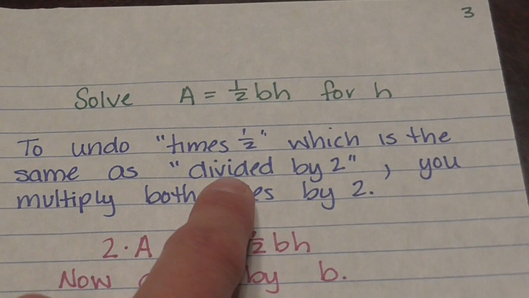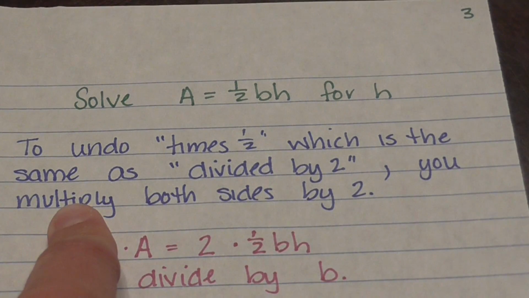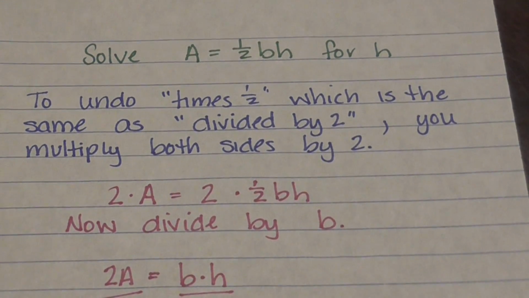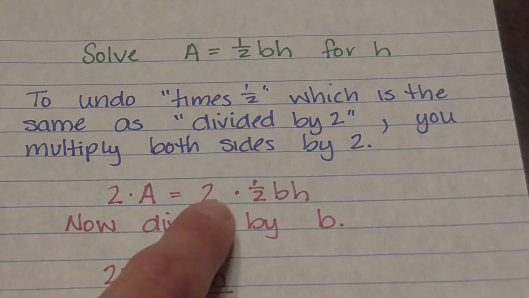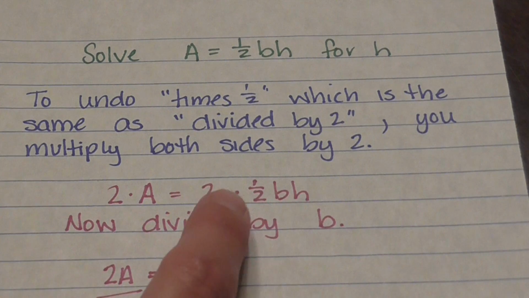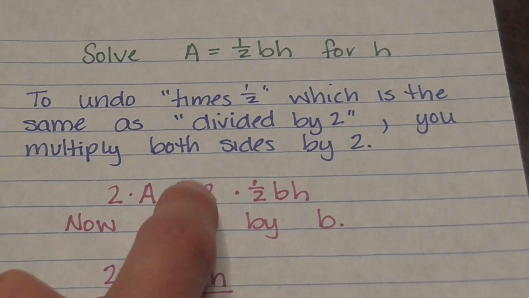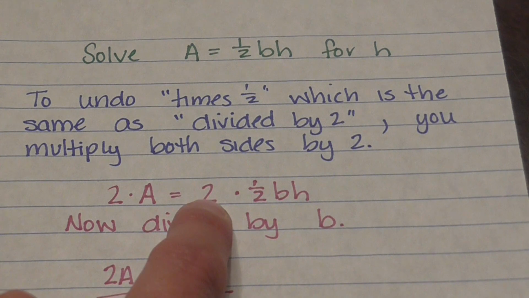So to undo division, I use multiplication. So I'm going to multiply both sides by 2. So 2 times the area equals 2 times 1/2 base times height. I just multiplied 2 on both sides. Once I do that, the 1/2 and the 2 are going to totally cancel out.